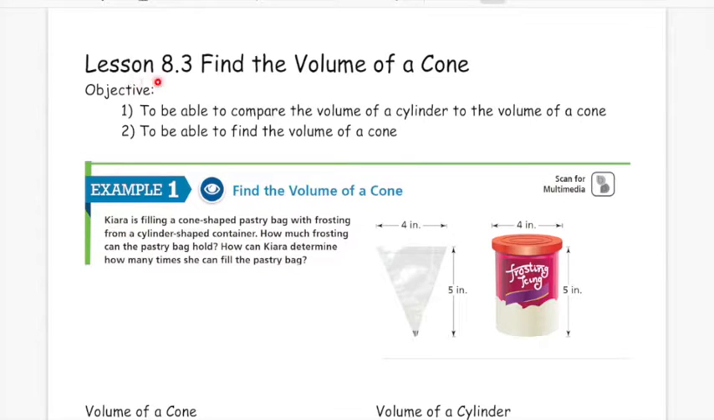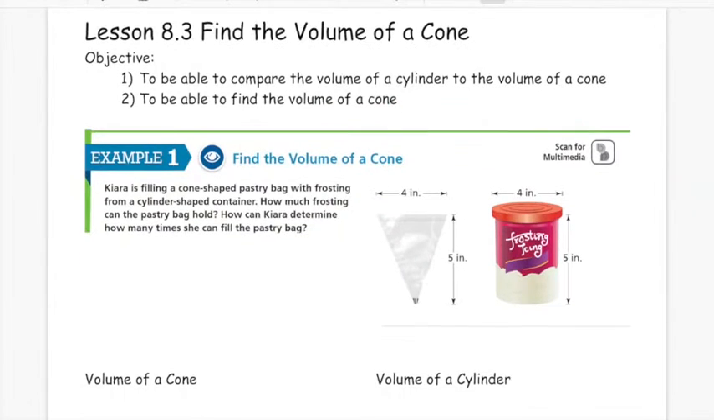Today we're going to be looking at lesson 8.3, finding the volume of a cone. So we have two objectives, so make sure you write these down. The first objective is we want to compare the volume of a cylinder with the volume of a cone. And the second is we want to be able to find the volume of a cone.